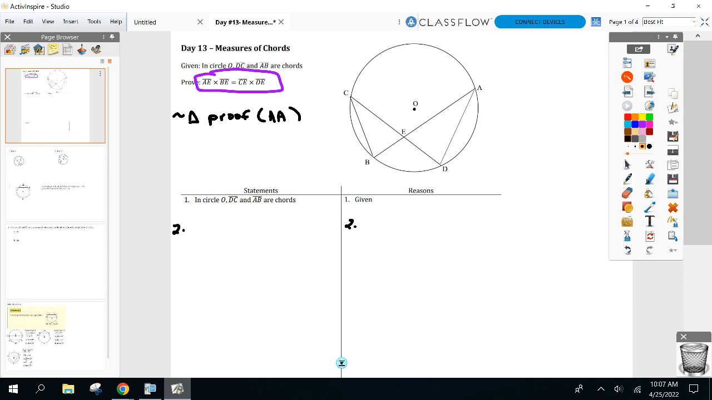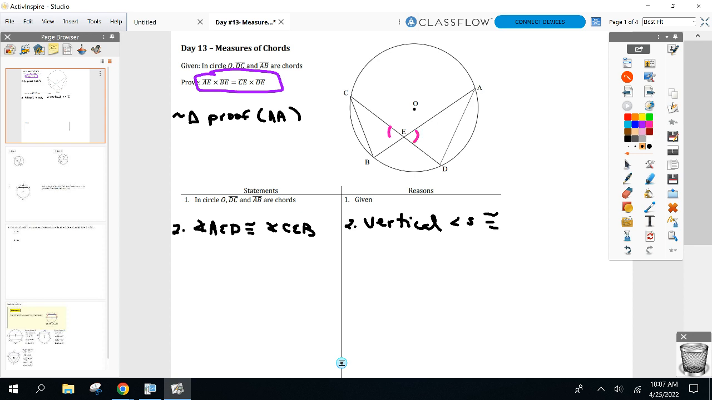George, hello. AED. Yep. CEB. Yep, they're what type of angles? Vertical. Good. So AED congruent to CEB. Vertical angles congruent. Good start. So I need another pair.